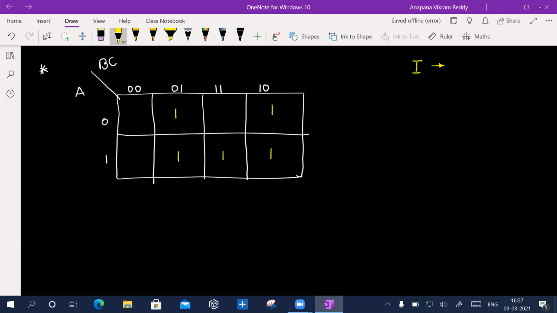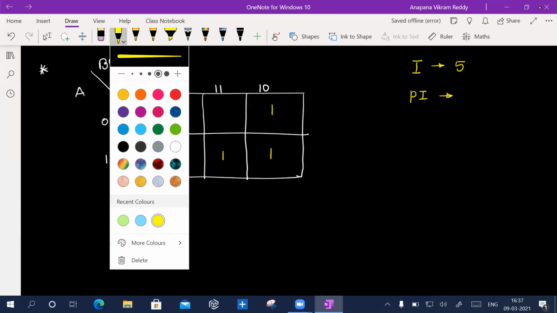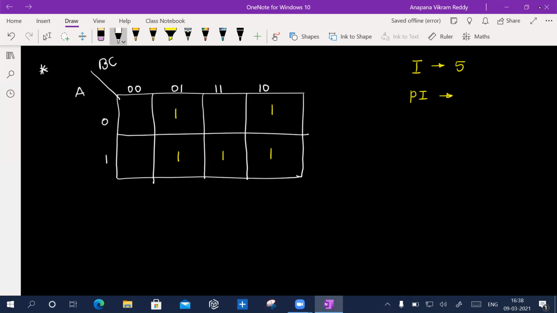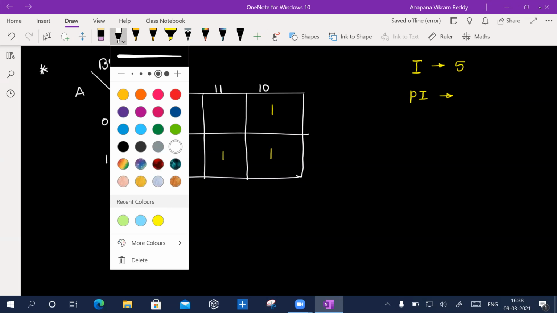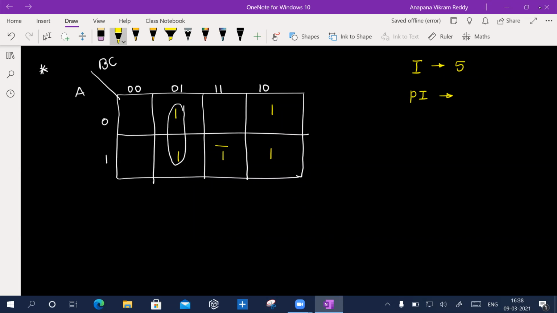How many ones? 5, sir. Okay. How many PIs? Sir, 4. 3, sir. Okay, no. Maximum possible grouping. I have 1, 4, 2, sir. Okay. And I have a second group. This is also possible.